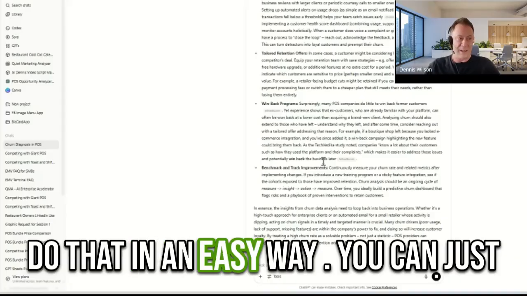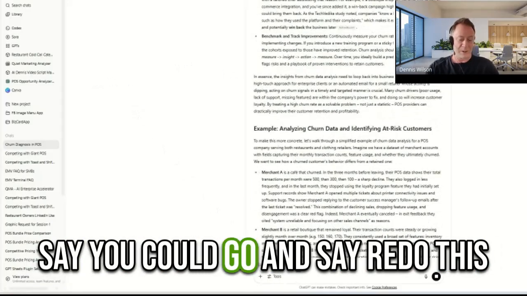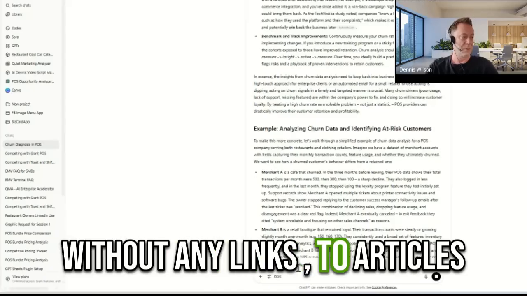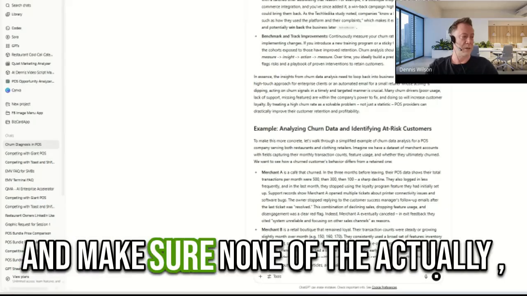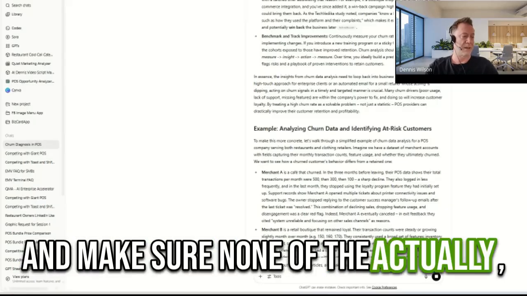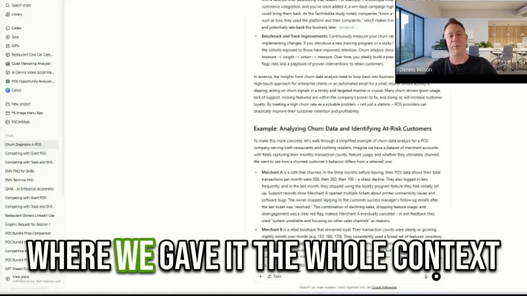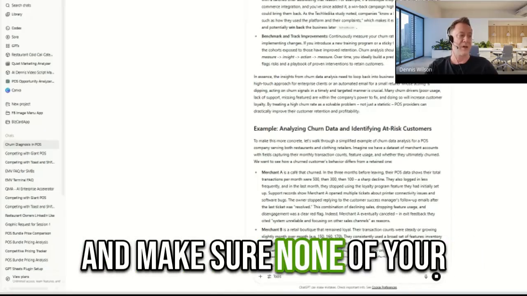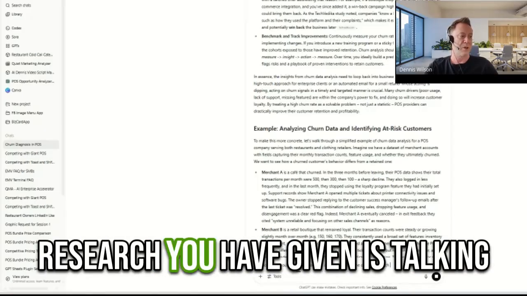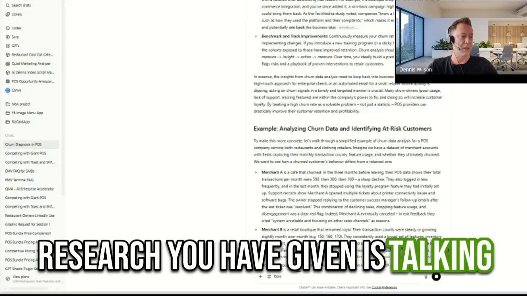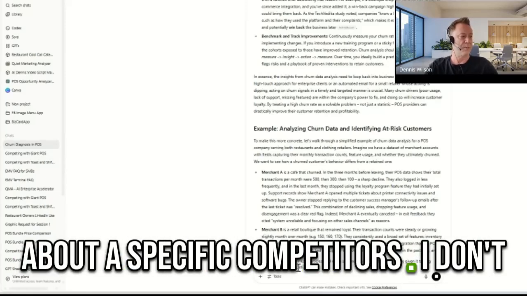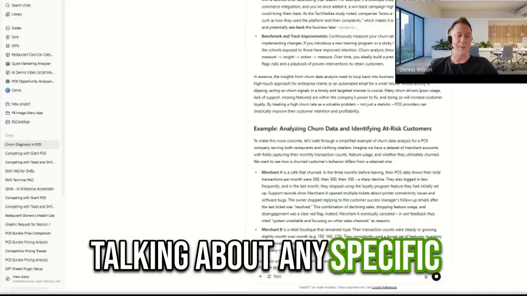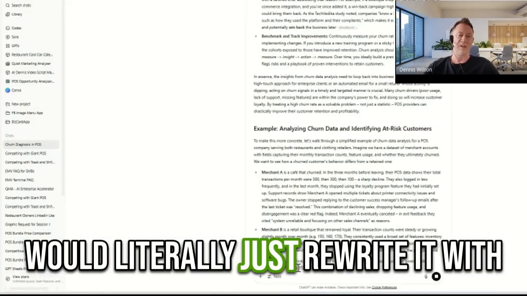Now, you can do that in an easy way. You could go and say, redo this without any links to articles. Actually, I can't do this because we didn't do it. If I would have done the context where we gave it the whole context of us, you'd be able to take this and say, don't put any of the links in and make sure none of your research you have given is talking about specific competitors. I don't need to type it. So make sure the research you've done is not talking about any specific competitors' features. And then it would literally just rewrite it with that.